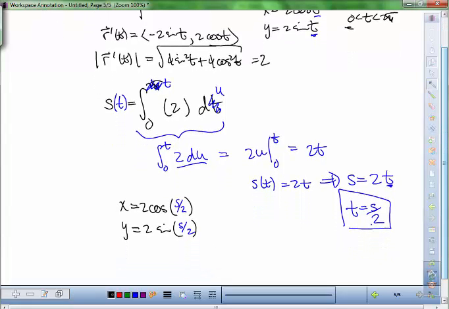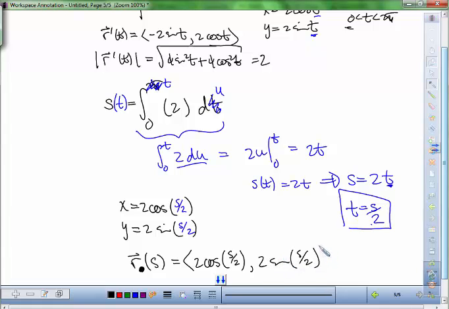What's that give me? That gives me my r. It used to be a t, but I covered it up as not a t, but an s now. And that's equal to your x component, comma, your y component. And then that's your parameterization by arc length.